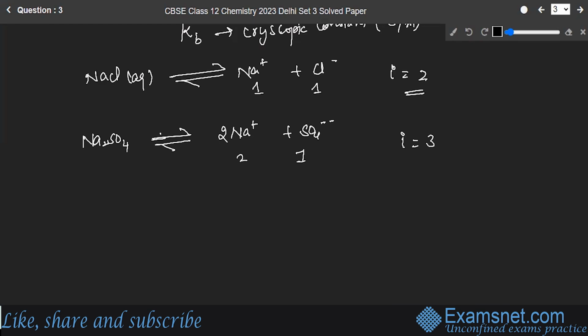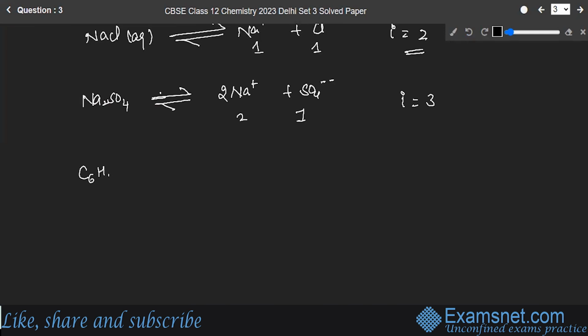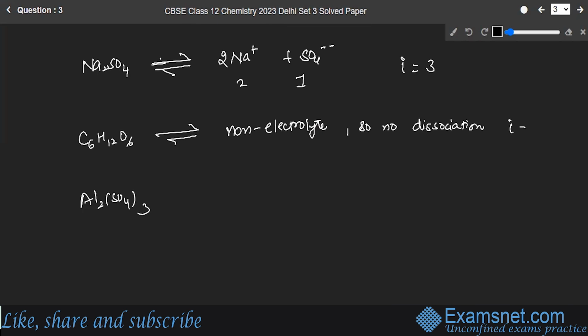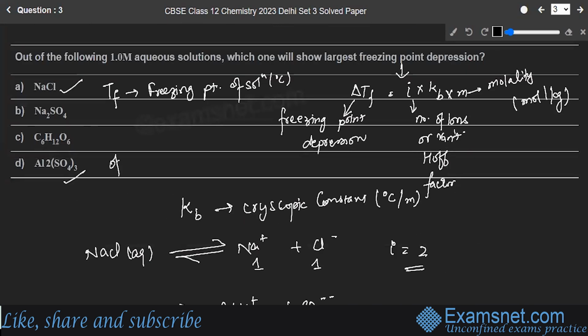And for the third one, glucose C6H12O6, and the last one is Al2(SO4)3, aluminium sulfate. See, glucose is a non-electrolyte. It doesn't dissociate into ions. So no dissociation. That means i is equal to 0. For the aluminium sulfate, you have 2Al3 plus and 3SO4 2 minus. So you have i is equal to 5 in this case. Hence, aluminium sulfate will exhibit largest freezing point depression due to the highest value of i. This makes option D the right answer to the question.